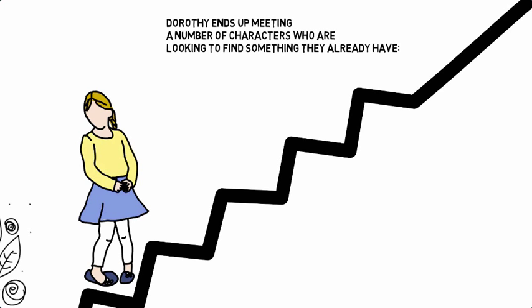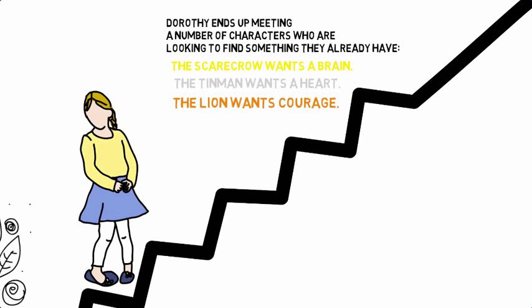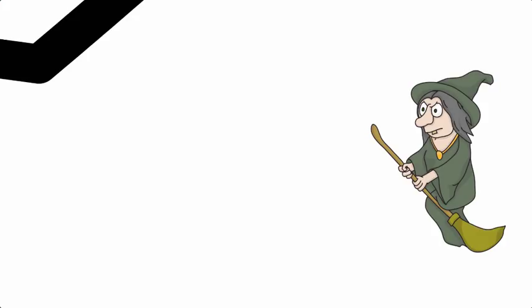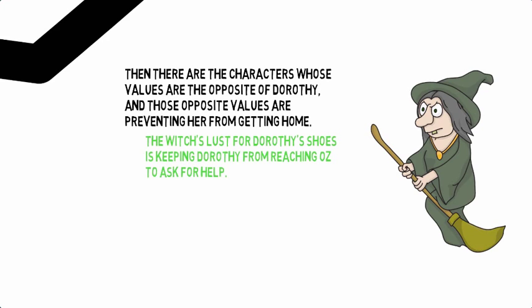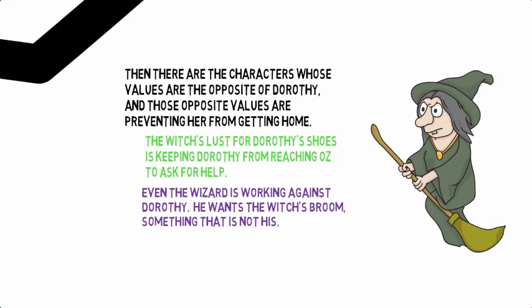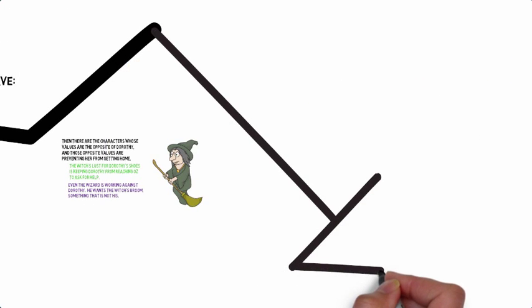So, we get Dorothy, and she ends up meeting a number of characters who are looking to find something they already have, like the Scarecrow who wants a brain, the Tin Man who wants a heart, and the Lion who wants courage. And we get to see them against the other characters in the film, like the Witch. These are the characters whose values are the opposite of Dorothy's, and whose opposite values are preventing her from getting home. The witch's lust for Dorothy's shoes is keeping Dorothy from reaching Oz to ask for help, and even the wizard is working against Dorothy. He wants the witch's broom, something that is not his.